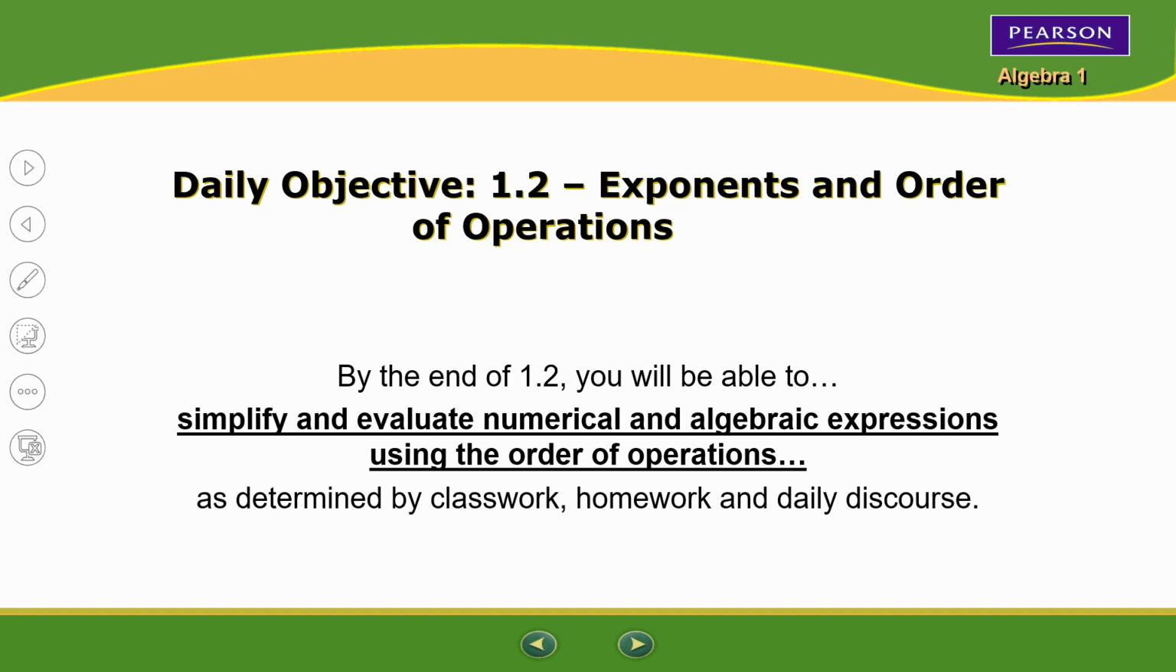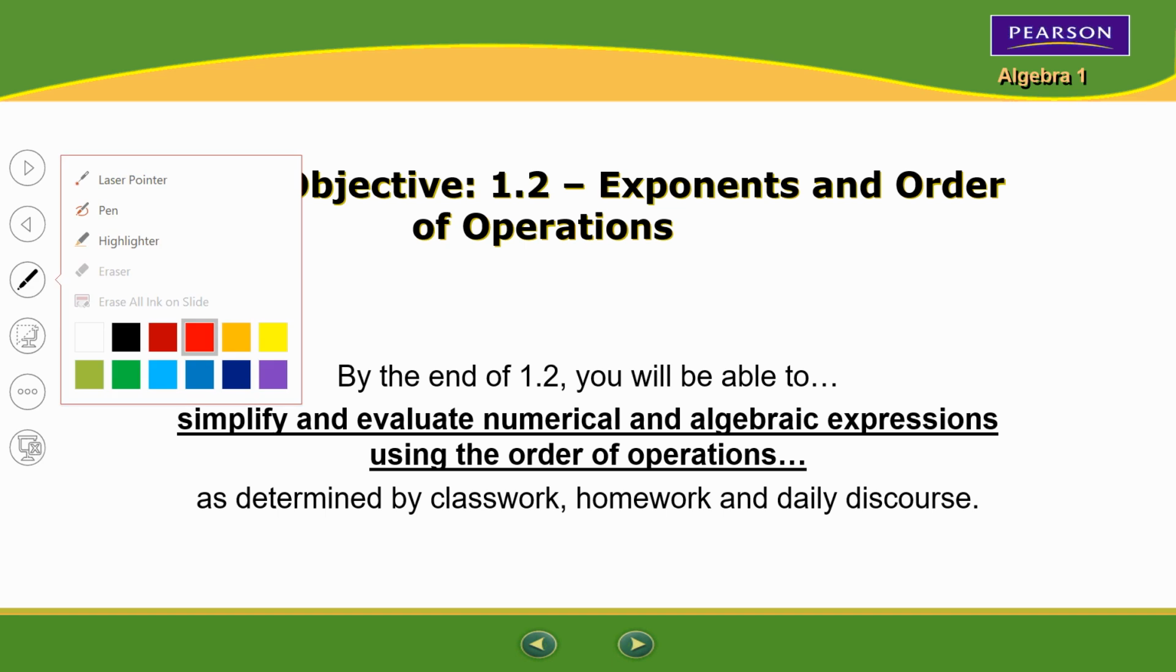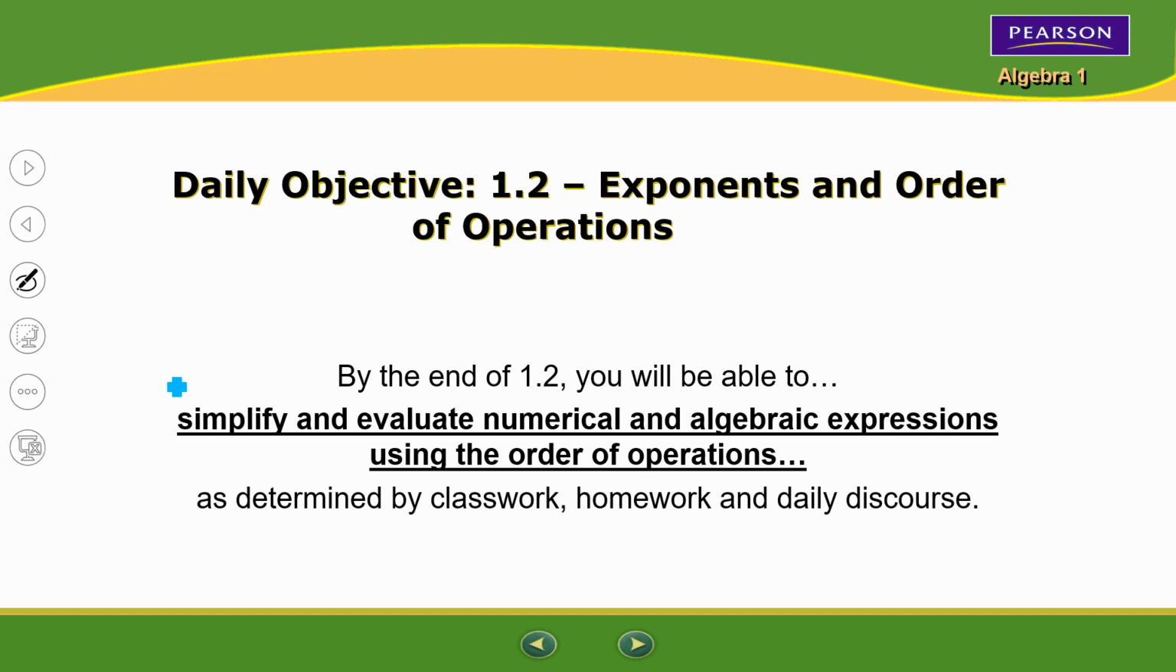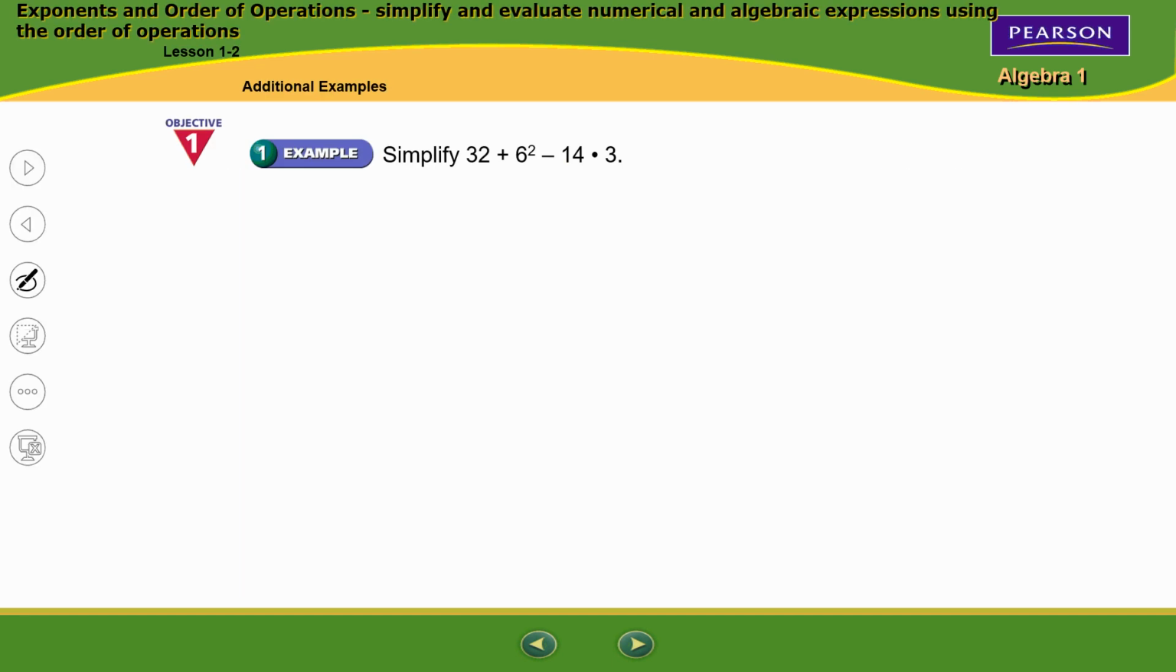We're good to go. We are now on section 1.2, which is all about exponents and the order of operations. The objective for 1.2 is to simplify and evaluate numerical and algebraic expressions using the order of operations. Example 1 says to simplify 32 plus 6 squared minus 14 times 3. In order to evaluate this numerical expression, I'm going to need to use the order of operations.